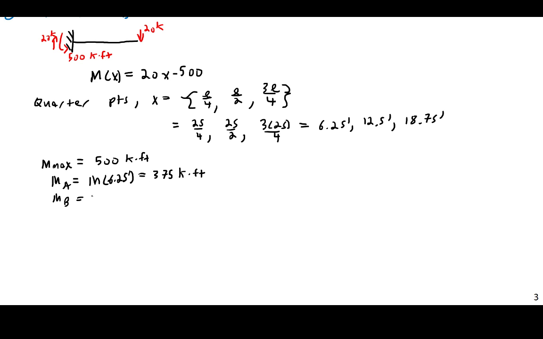MB is going to be M at the middle, which is M at 12.5 feet. Again, I am not multiplying M by 12.5 feet, this is function notation. M at 12.5 feet, and that comes, oh, that's a negative, and that comes to negative 250 kip feet. And finally, MC is equal to M of 18.75 feet, and this will come to negative 125 kip feet.